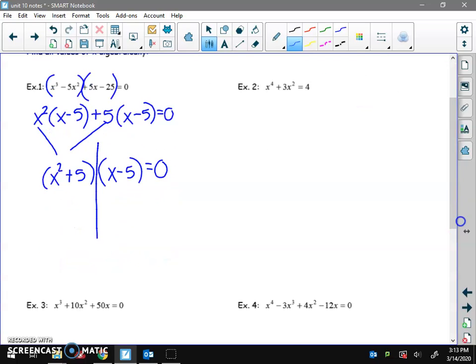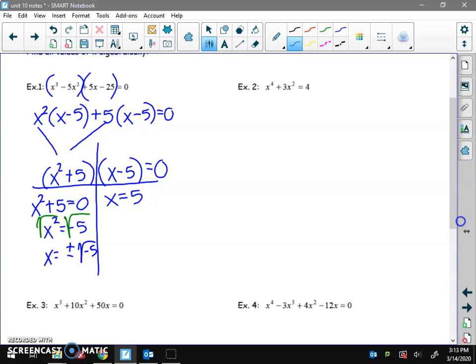When we set each one of these equal to 0, the right side is really easy. The right side's just going to be x equals 5. On the left side, though, we have x squared plus 5 equals 0. If we have that, we can bring the 5 over and make it x squared equals negative 5. When we take the square root of that, though, we're going to get x equals plus or minus the square root of negative 5.